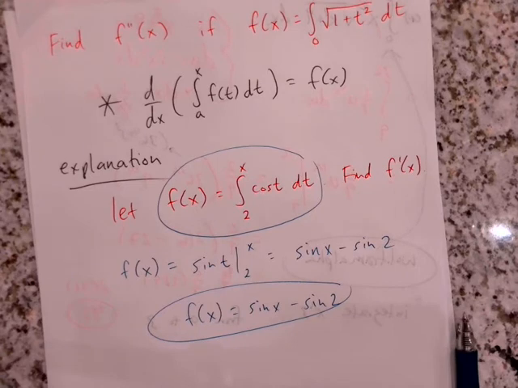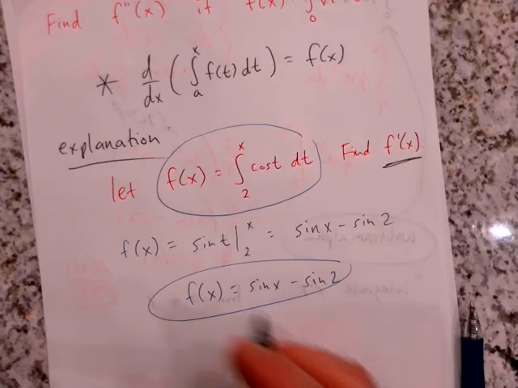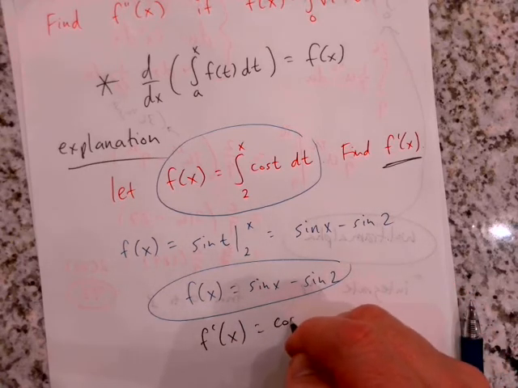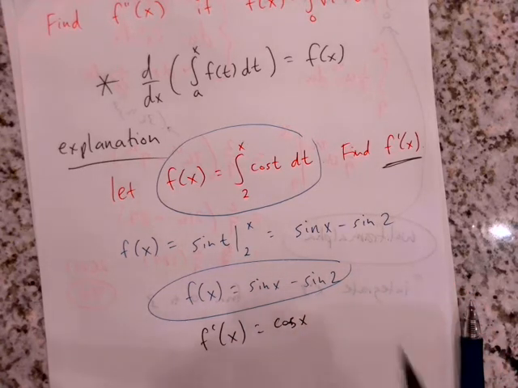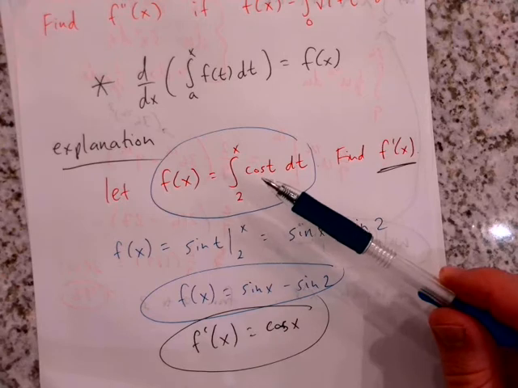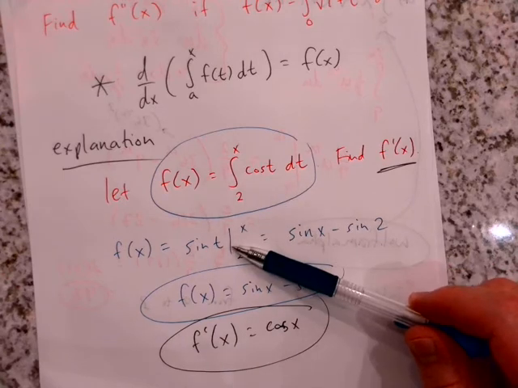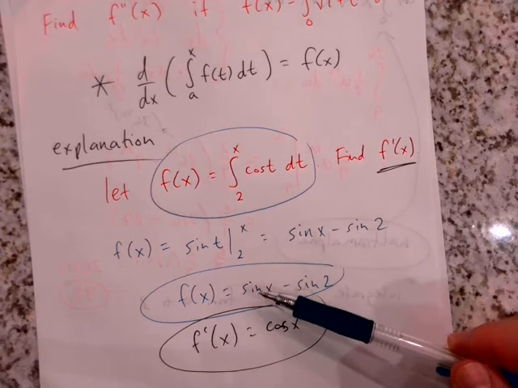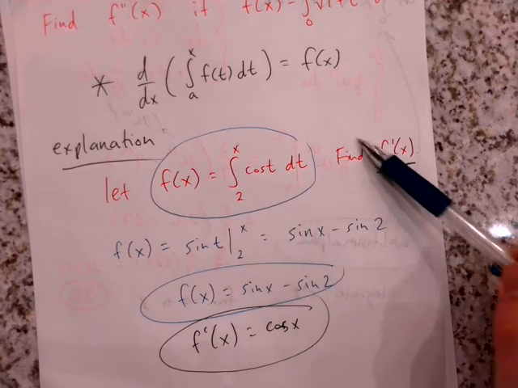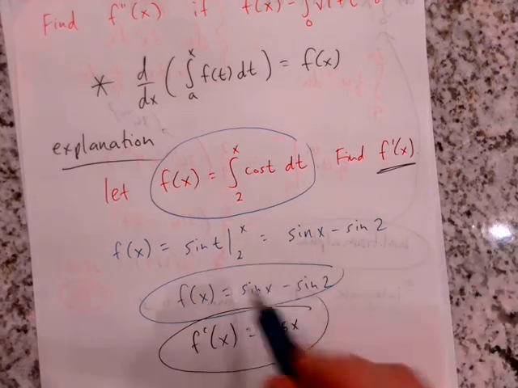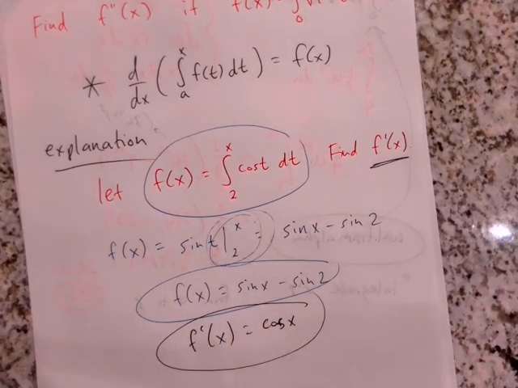And then you want to find f prime. So we differentiate that. Sine of x differentiates to cosine of x. Sine of 2 is a constant, so it goes to 0. So basically, when you do the integral, you do the antiderivative, and then when you differentiate, you just undo the work. It's like you would do the antiderivative and then differentiate right back, so you end up where you started from, only in between you plugged in your bounds.